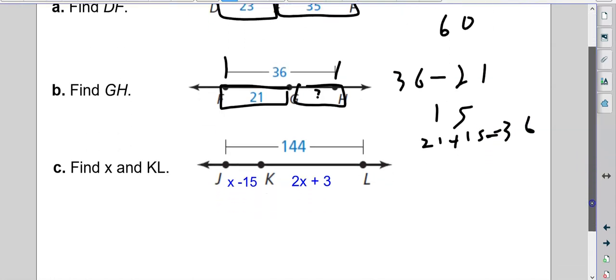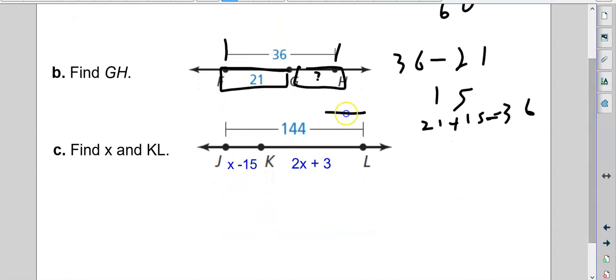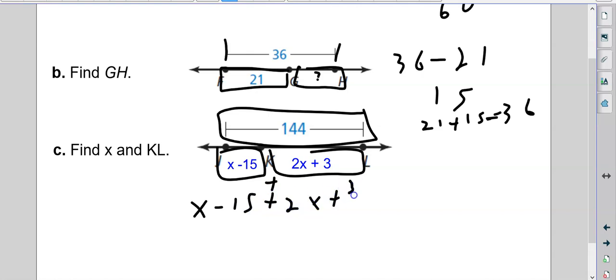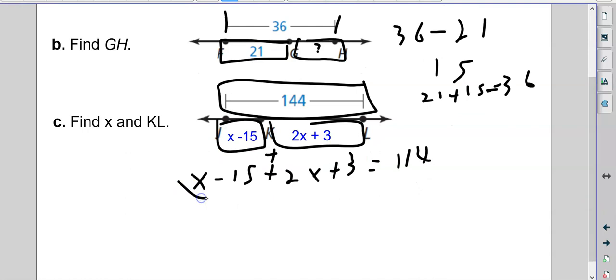Now, let's get some algebra in here. We know this is the total amount. This is one amount, this is the other amount. We don't know a number. We just know that this one plus that one equals the whole thing. And that's all we need, a little algebra, and we're there. That piece plus this piece equals the whole amount. So what do we do for algebra? We join like terms. 2x plus x is 3x. Minus 15 plus 3 is minus 12.